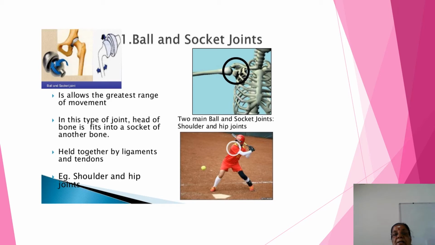And this bone that you see is the humerus, the upper arm. The head of the humerus is fitting into this bone. So the head of the humerus is forming a ball, and the clavicle and scapula with the glenoid cavity is forming the socket. So this is a ball and socket joint. Example, shoulder and hip joints.